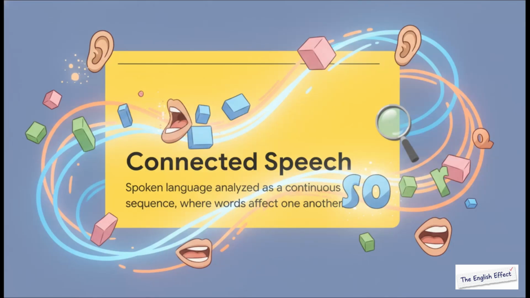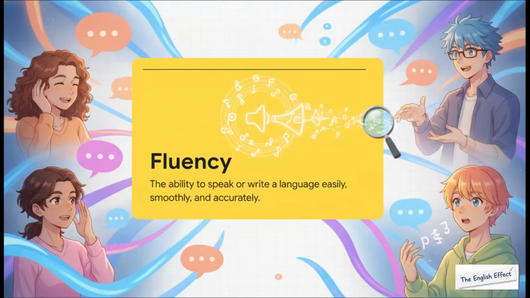And that brings us to our very first key concept for today, connected speech. Basically, this is when we look at spoken language not as individual, separate words, but as one continuous blending sequence, where the words actually affect each other. Now, mastering this concept, it's absolutely the secret to true fluency. Fluency isn't just about knowing lots of vocabulary. It's the ability to speak easily and smoothly. And you get there by understanding how sounds physically morph in real life.